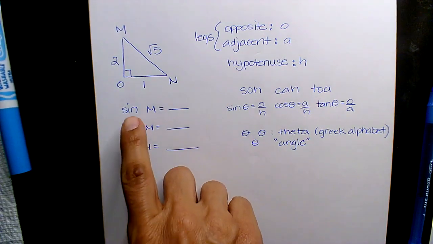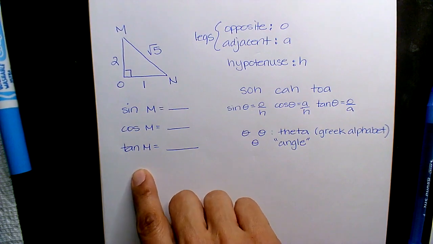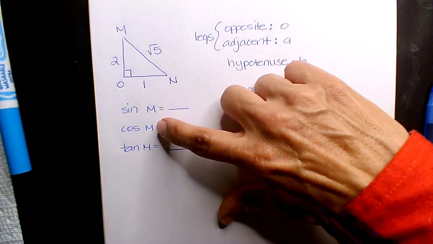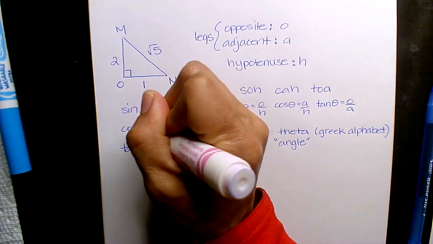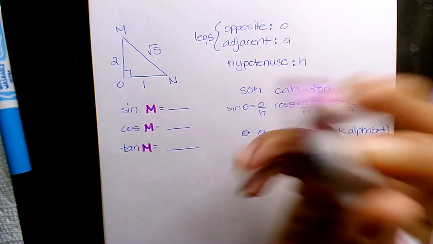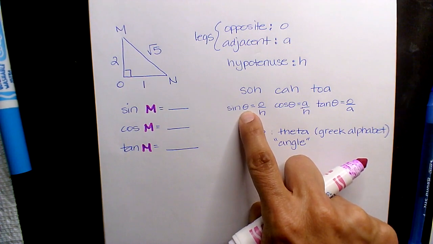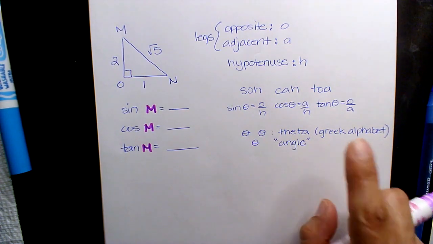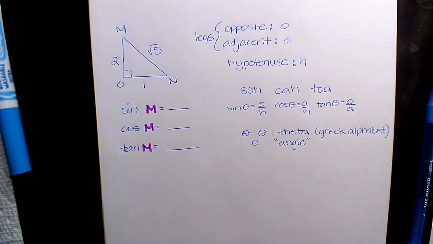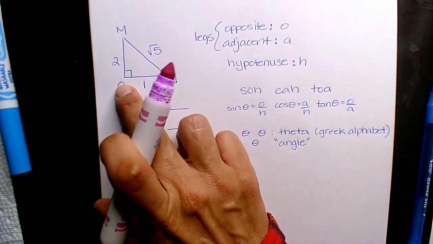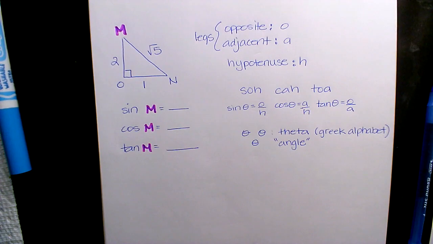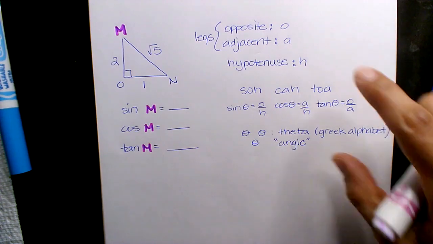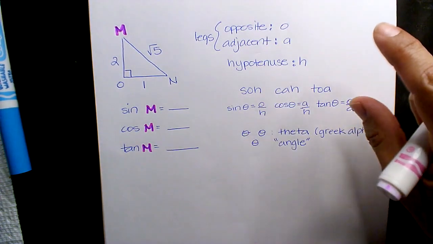If I ask you guys for the sine, cosine, and tangent of angle M, this is what you need to focus on. Remember, typically it's theta, Greek alphabet. It just means the angle. You need to look at your triangle and see which one's the letter M. This is where M is located. So you now have to label. Trig is all about labeling.